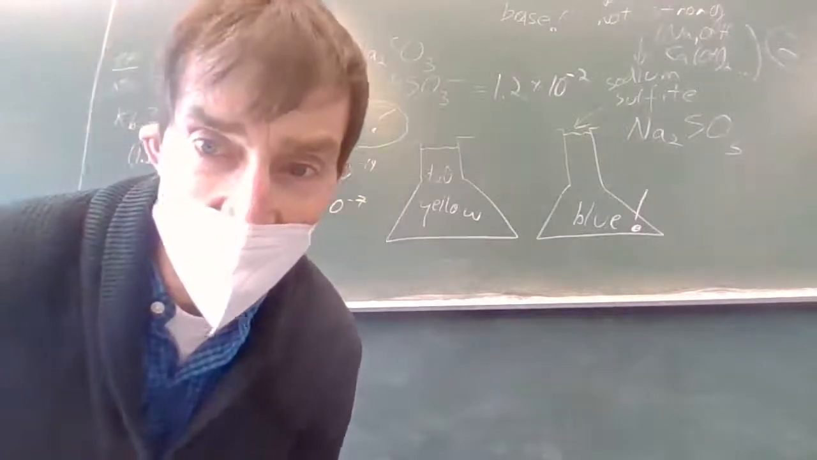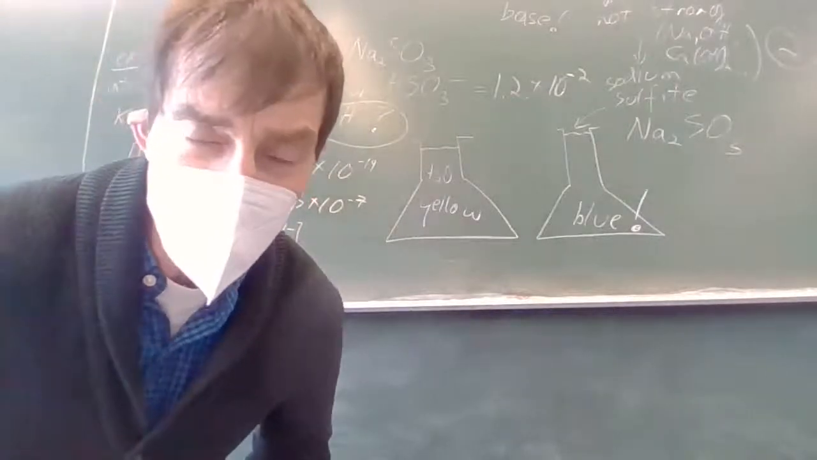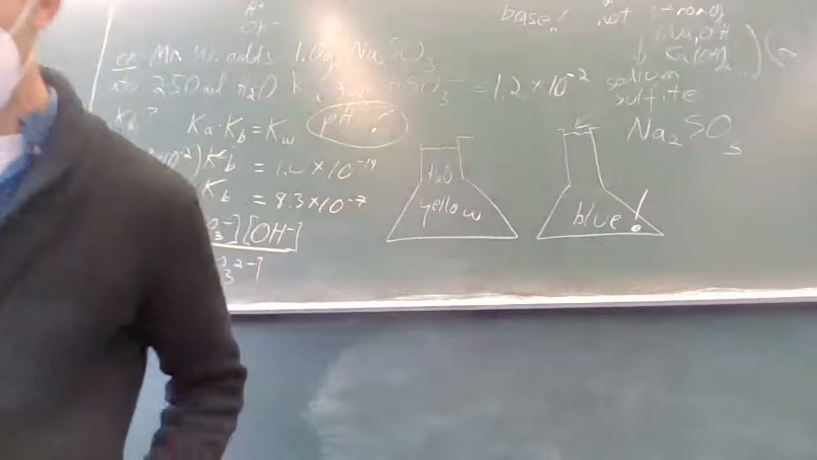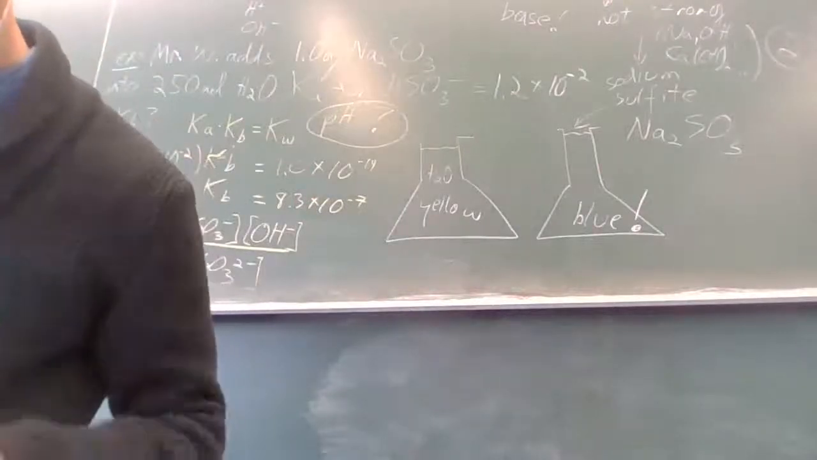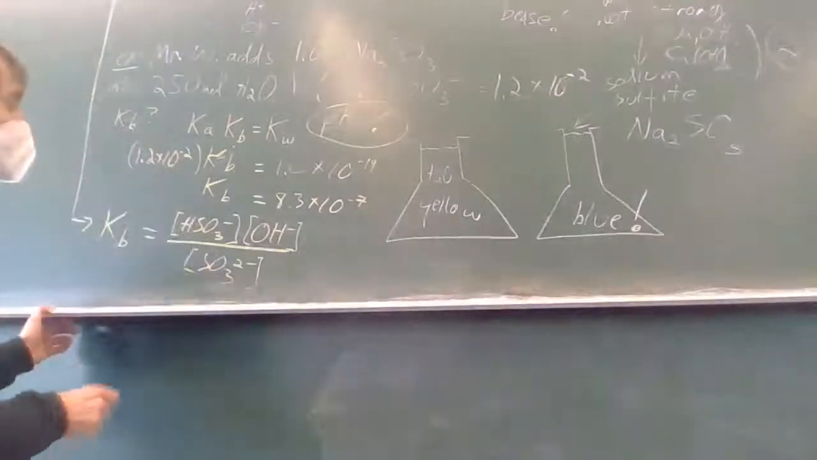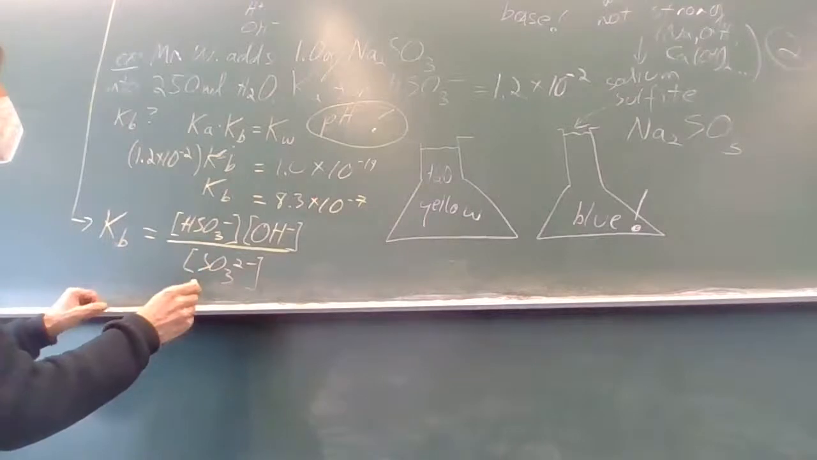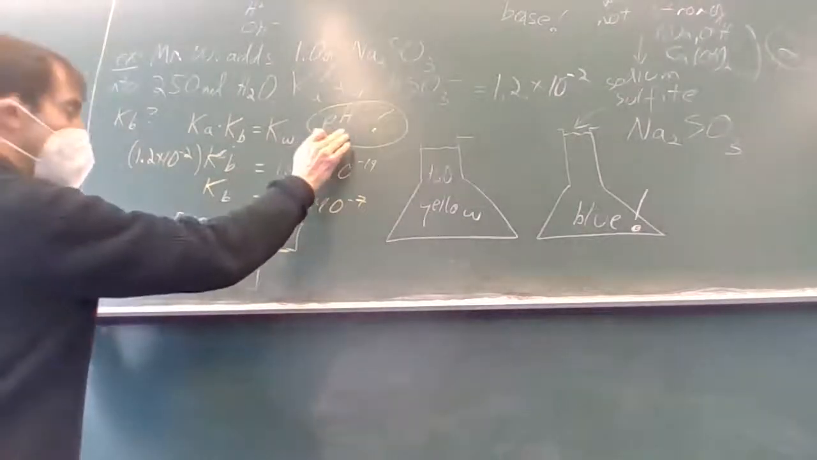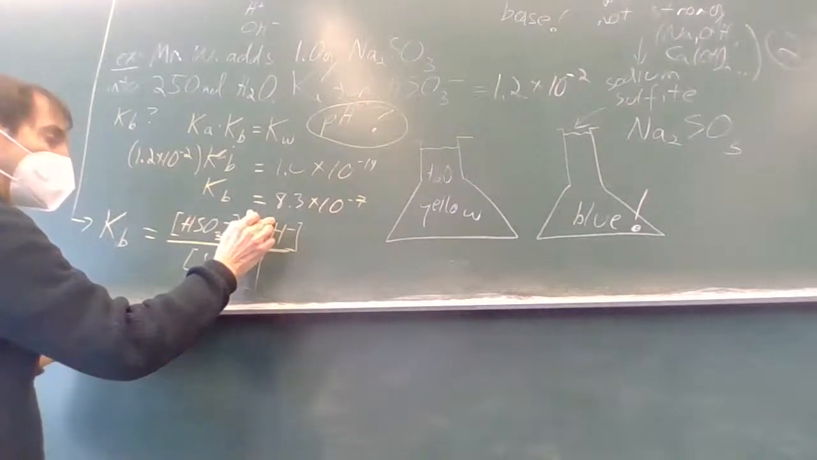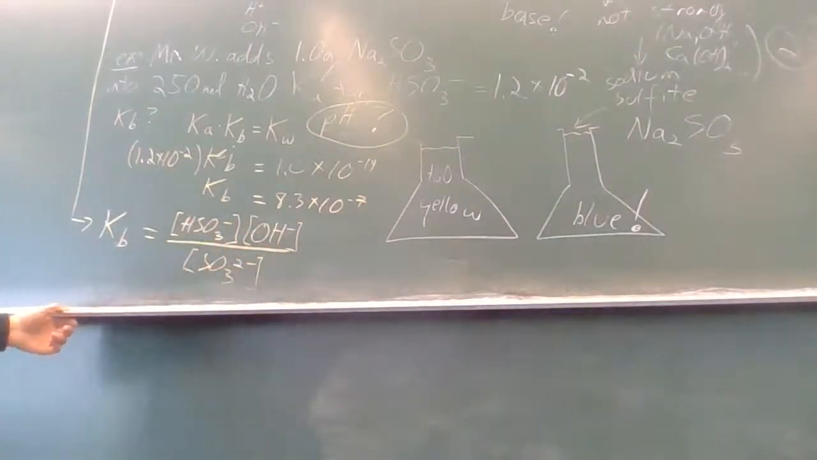It's 10 to the minus 14th. The Ka times the Kb equals 10 to the minus 14th. That's how that works. That'll be in Cheryl's book somewhere too. Okay. Now, let's see what we've got. We want to know the pH. If we found this, that'd be cool, but we don't have that.